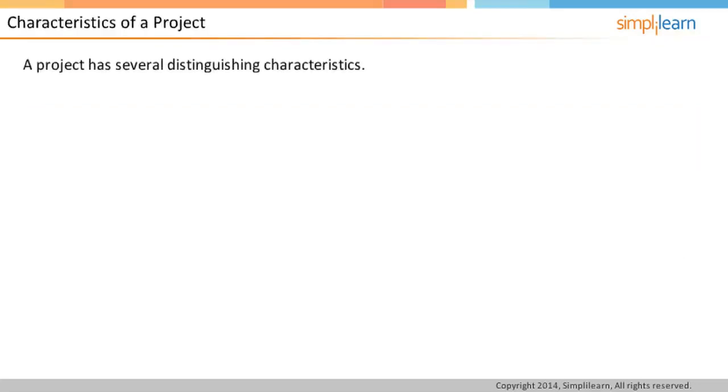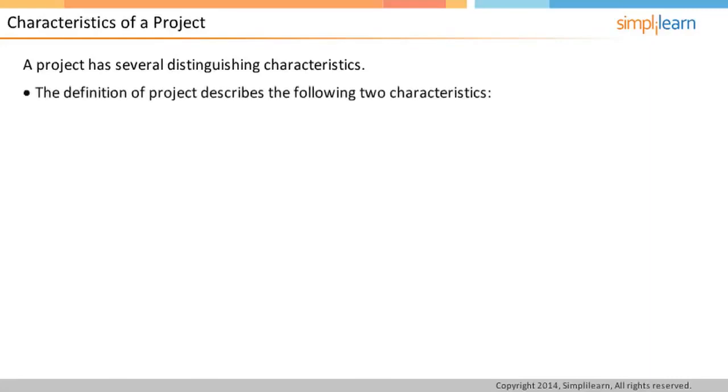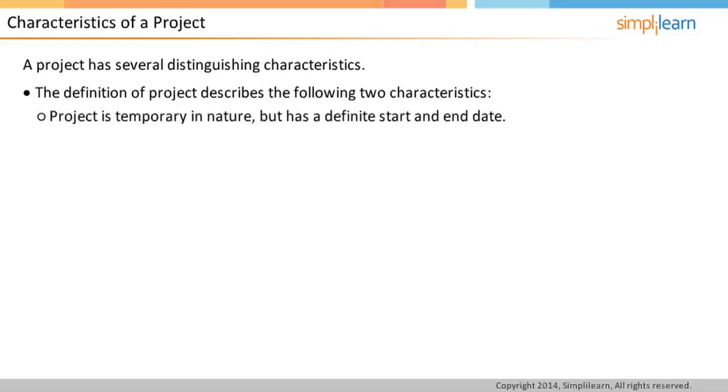A project can be distinguished based on its characteristics. The definition describes 2 characteristics of a project. First, it is temporary in nature. Temporary here does not mean short in duration. A project can extend for a long duration based on the requirements, for example, creating a new indigenous missile defense system for a country. However, there is always a definite planned start and end date for a project. It cannot go on indefinitely.